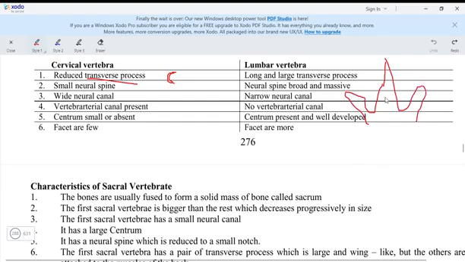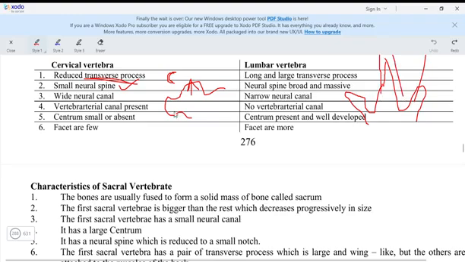So meaning that his own, it has a long and large transverse process, but this one, his own will be reduced transverse process. So his own is reduced like this. So that's number one. Number two, small neural spine. That means what is pointing up here is small neural spine. But this one, his own neural spine is broad and massive. It's very broad, going up like this, and it's massive, large.